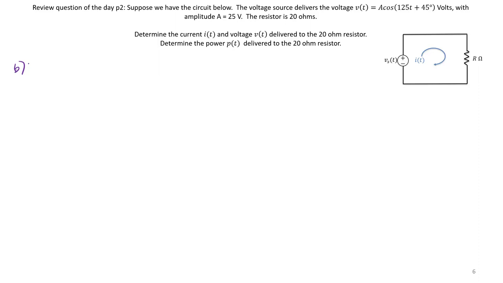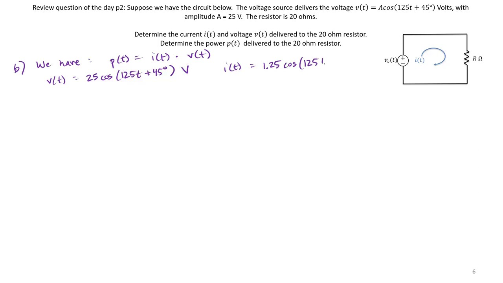Let's remind ourselves what we know. We know power is current times voltage, and we know our voltage, v(t), across our resistor is just 25 cosine(125t + 45 degrees). And we know our current is just voltage divided by 20 in this case, or 1.25 cosine(125t + 45 degrees). And so we would need to multiply those two sinusoids together.